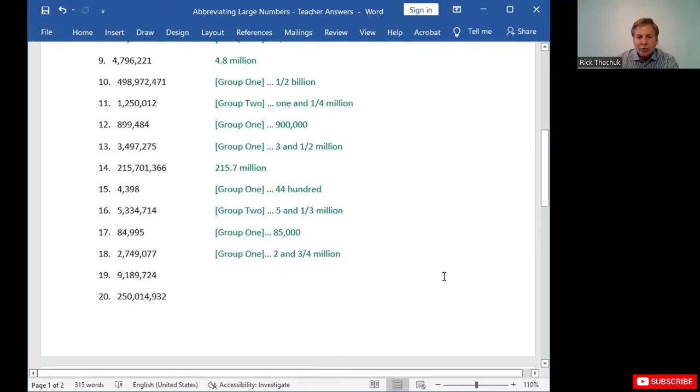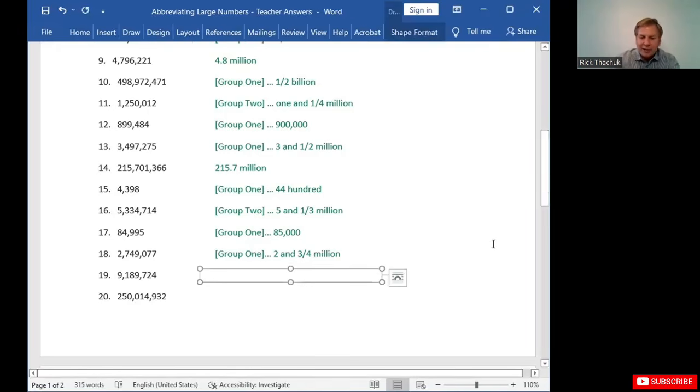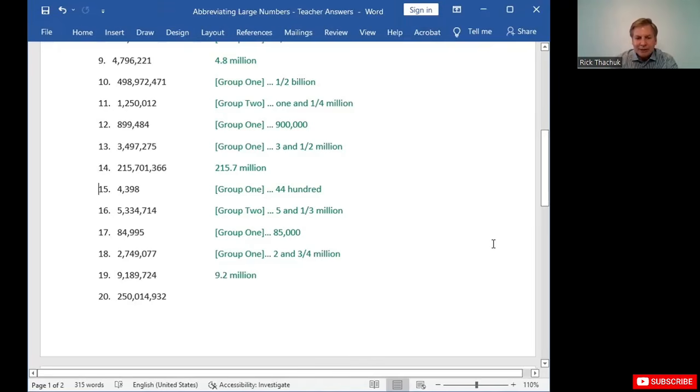So almost 2 3/4 million, approximately 2 3/4 million. The next one, 9,189,724. That's not that close to 9 million. It's not really close to a fraction of a large number. I think our best strategy here is to change the units to millions and round to 1 decimal. So I'll refer to that number as 9.2 million.